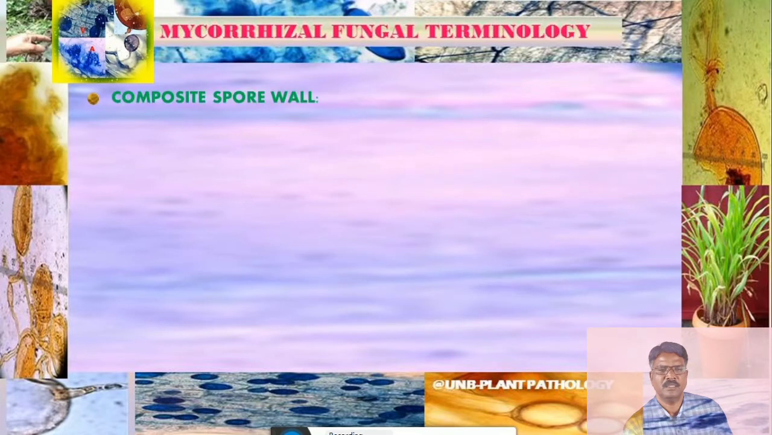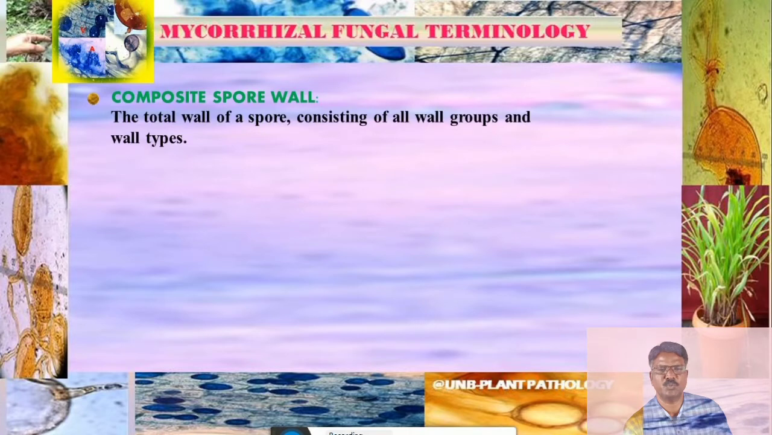This is a composite spore wall. Composite spore wall is nothing but the total wall of a spore consisting of all wall groups and wall types is called a composite spore wall.